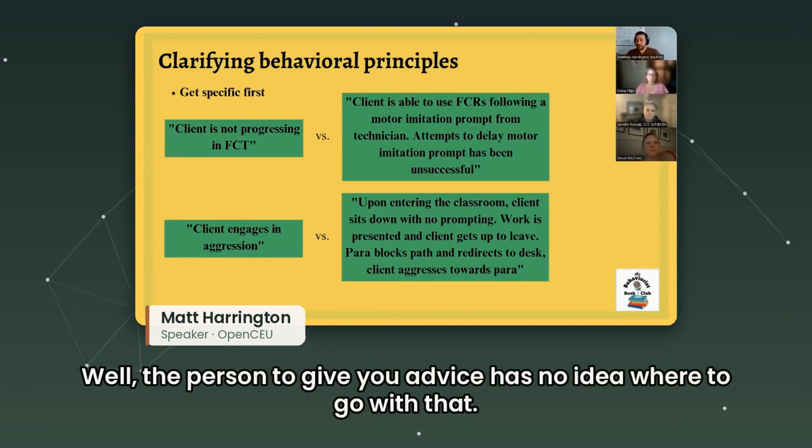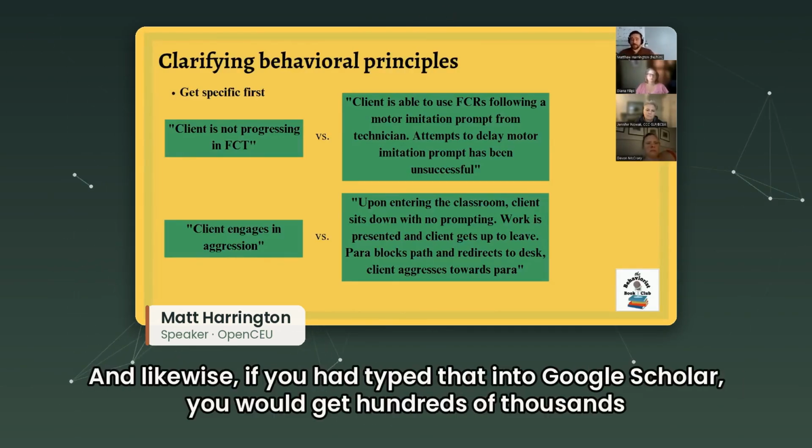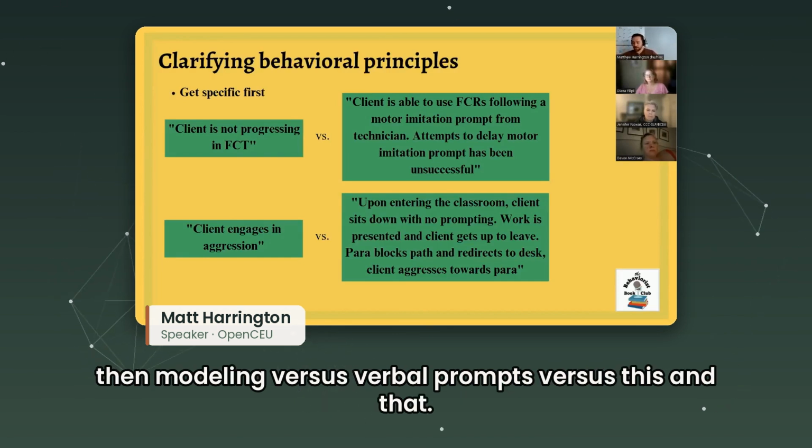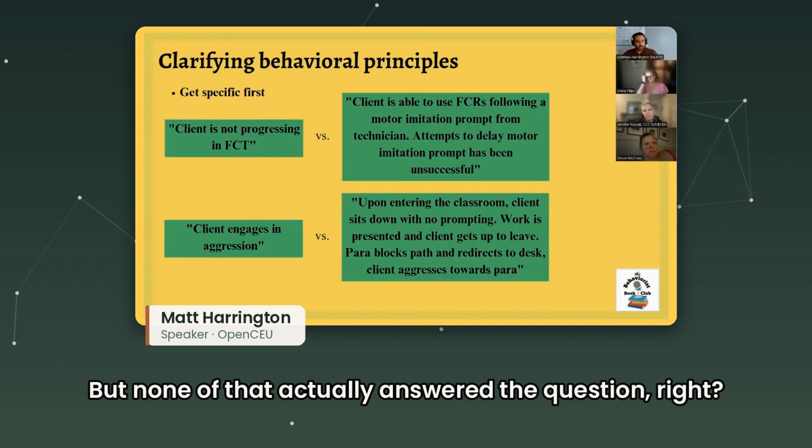Well, the person to give you advice has no idea where to go with that. And likewise, if you had typed that into Google Scholar, you would get hundreds of thousands of articles on verbal behavior and the intricacies of superstitious mands and irrelevant mands, and then modeling versus verbal prompts versus this and that. But none of that actually answered the question, right?